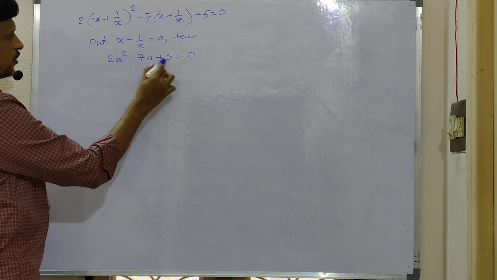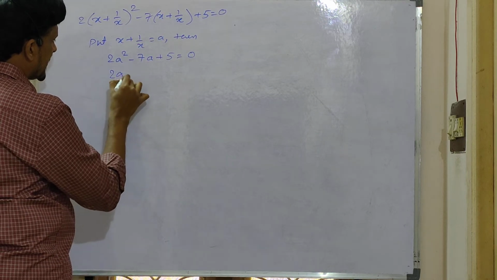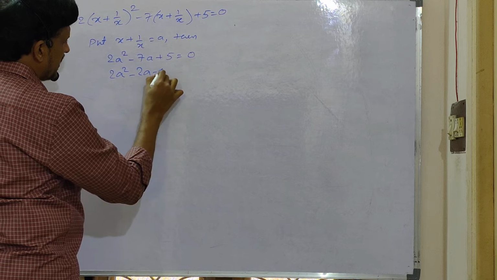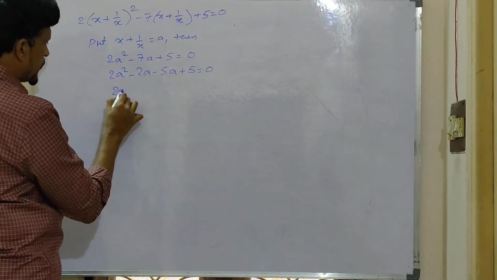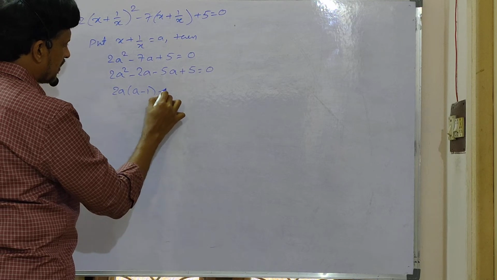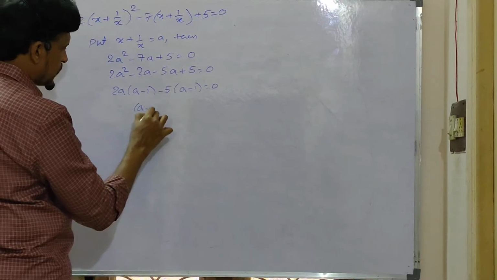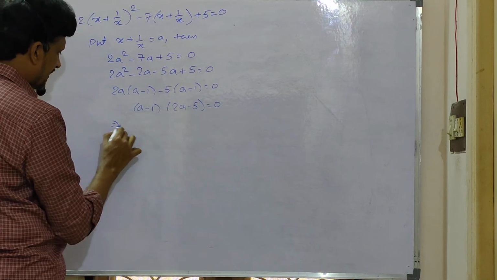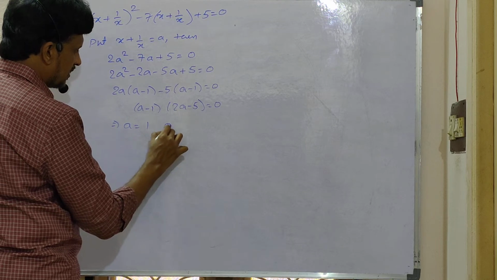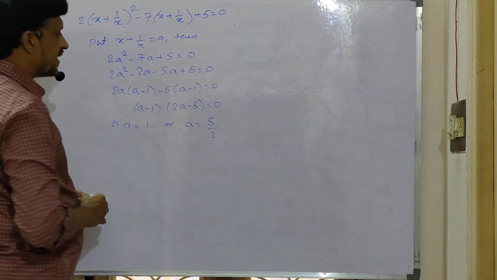Now 2 into 5, 10, 2 plus 5 gives the required 7. Those are the factors. So factorization gives 2a square minus 2a minus 5a plus 5 is 0. So that is 2a into a minus 1 minus 5 into a minus 1 is 0. That is a minus 1 into 2a minus 5 is 0. There you are getting the values of a. A is equal to 1 or a is equal to 5 by 2. So two values of a you are getting.